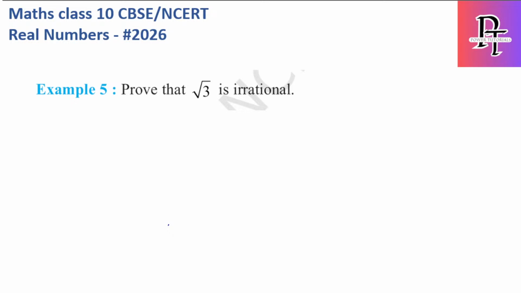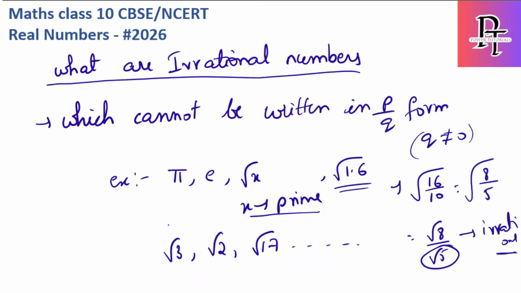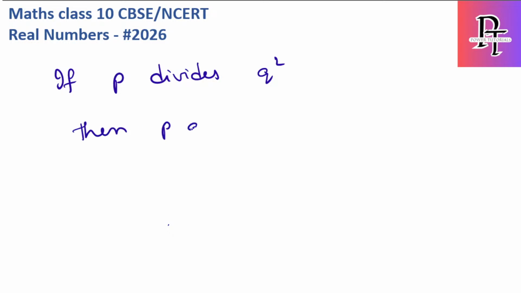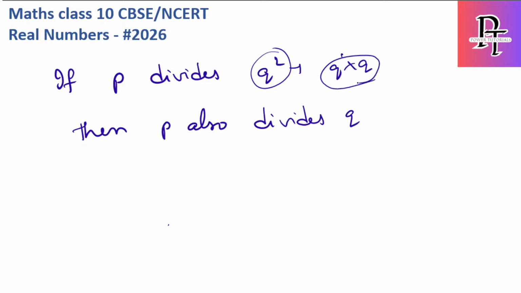Now before going to the example questions, I want to discuss one point which is important to prove in this irrational chapter, which states that if p divides q square, where p and q are natural numbers or integers also you can consider, then p also divides q. Simply, the proof also is very easy. q square I can write as q into q. So if p is able to divide one of the q, then definitely p also divides q.